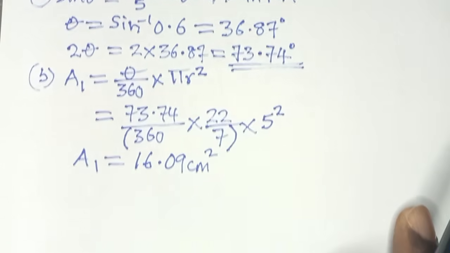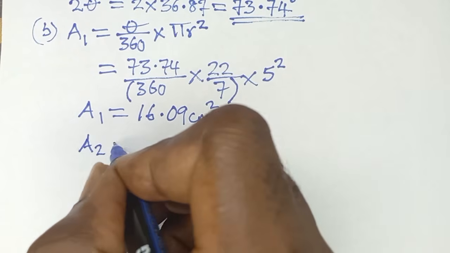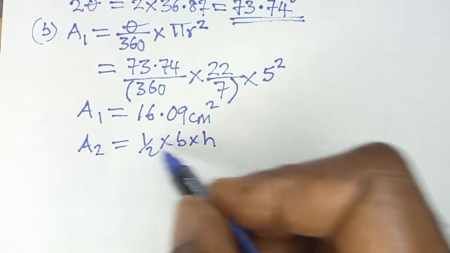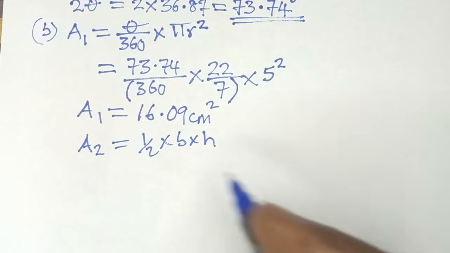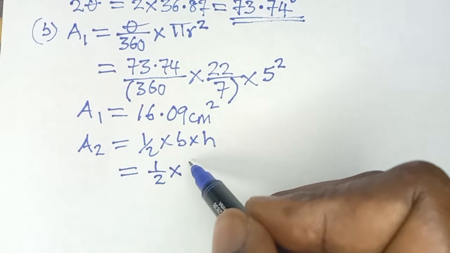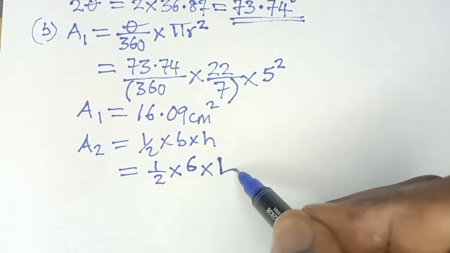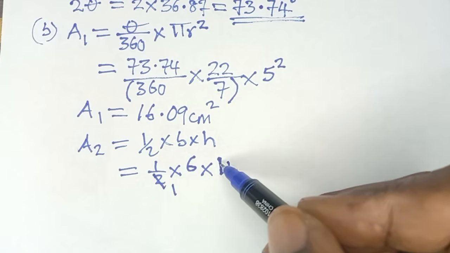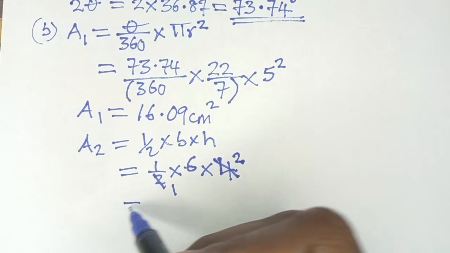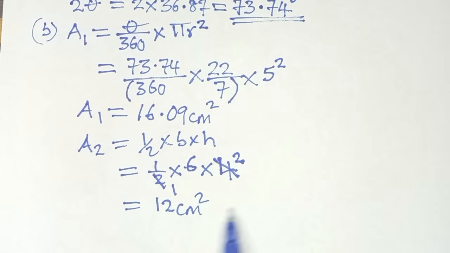So I'll call that area A2. A2 will be equal to half times base times height. That is the formula for the area of the triangle. And that will be equal to half multiplied by the base, as I've explained before, which is 6, and then multiplied by the height, which is 4. So 2 in 2 is 1, and 2 in 4 is 2. So that will give us 6 times 2, which is equal to 12 centimeter square. So this is the area of the triangle.